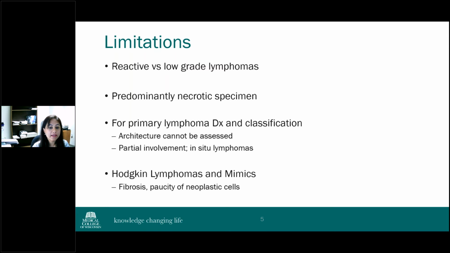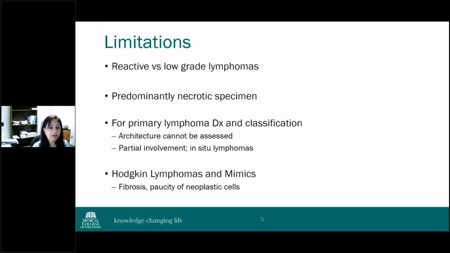As with any diagnostic modality, there are limitations. So one of the main limitations is that there is a lot of morphologic overlap between various benign reactive conditions that we see in the lymph node, which include hyperplasias, and these can mimic low-grade lymphomas. So there is a lot of cytomorphological overlap between these. And usually FNA by itself, just on cytomorphology, is difficult to accurately classify what is going on.